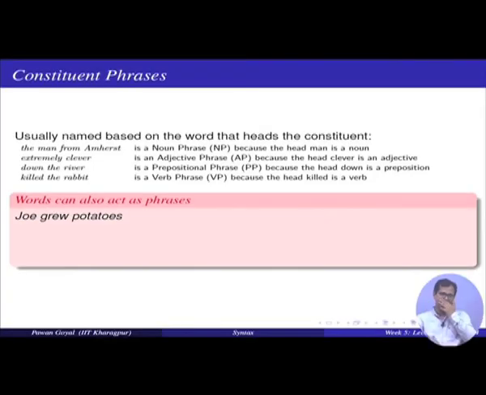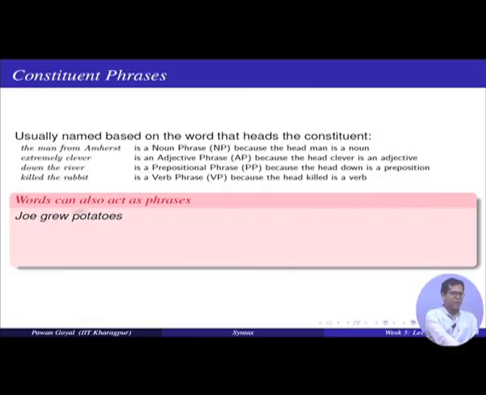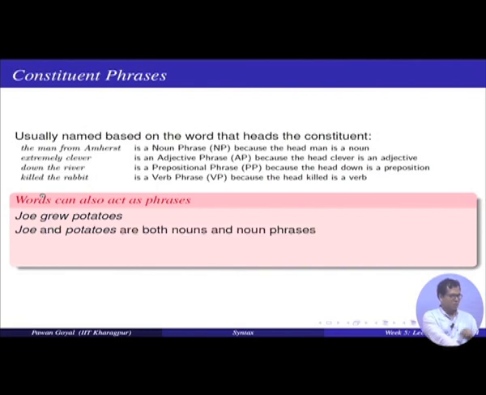Now, in general, words can also act as phrases. A phrase need not always have multiple words. A single word can also be a phrase. So let's take a simple example. Joe grew potatoes. Now Joe itself is a noun phrase. Potatoes are also a noun phrase. They are nouns but also noun phrases in this case.